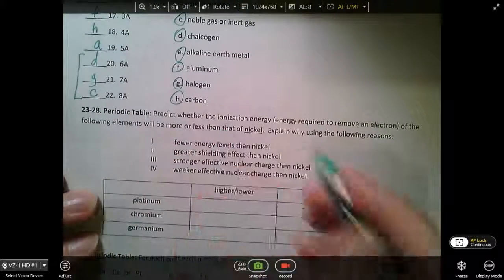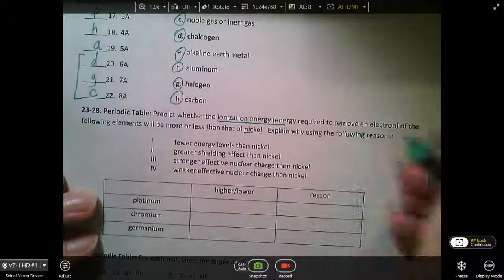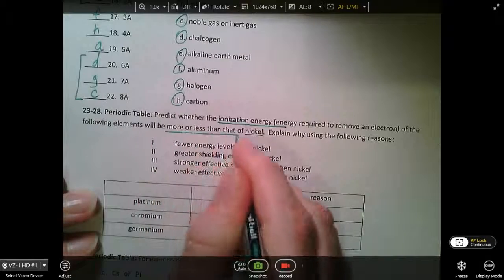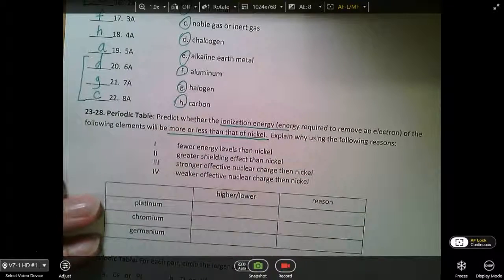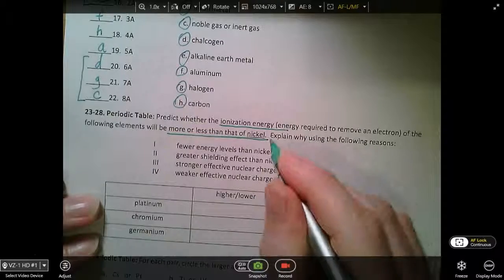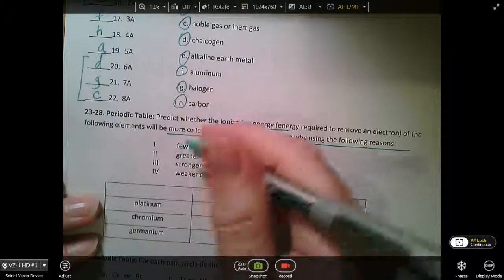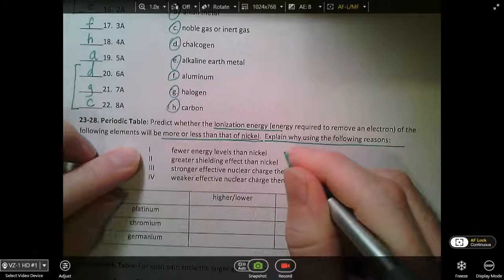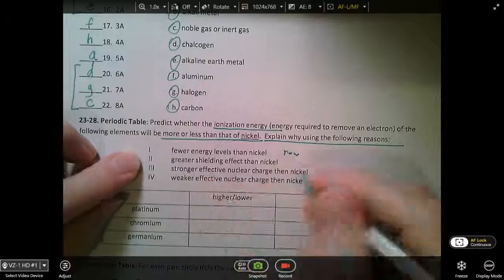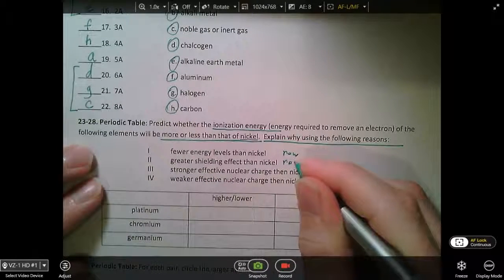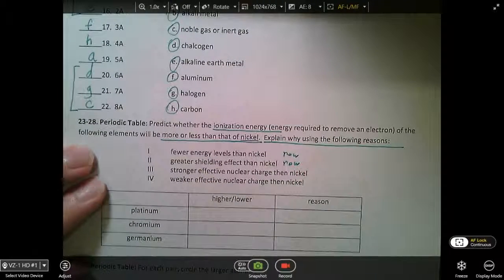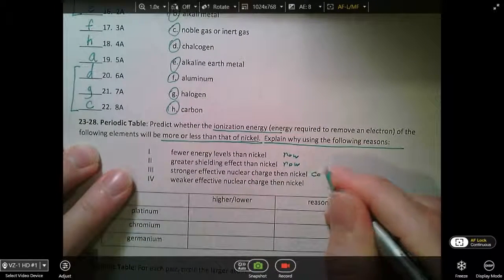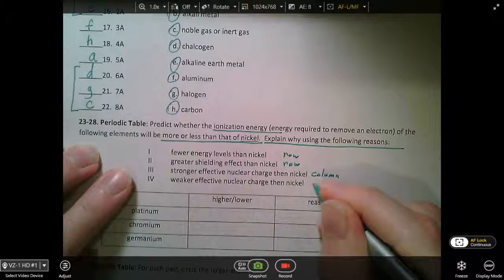So we go on down. It says to predict whether the ionization energy, which is the energy required to remove an electron, of the following elements will be more or less than that of nickel. And then we want to explain why using the following reasons. So we've got all these reasons. Keep in mind, energy levels, this is going to be what row it's in. Greater shielding effect, that's also still talking about the row that we're in. These two are if they're in different columns or groups.